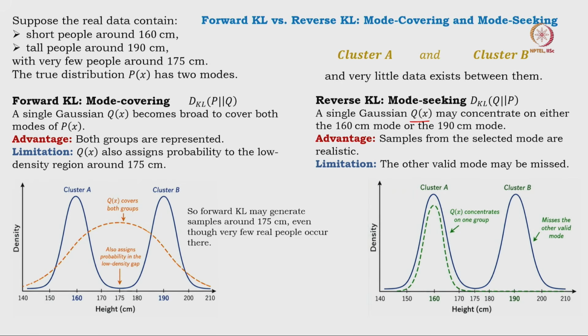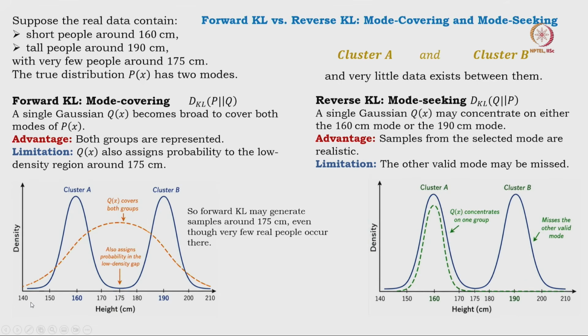Advantage is the samples from the selected mode are very realistic. Now if the model has learned Q of x, and that Q of x is closely matching only the probability distribution of cluster A, then when you generate samples from this distribution, what are you going to get? You are going to get data which are closer to this cluster A distribution, right? Now, what is one disadvantage of this?